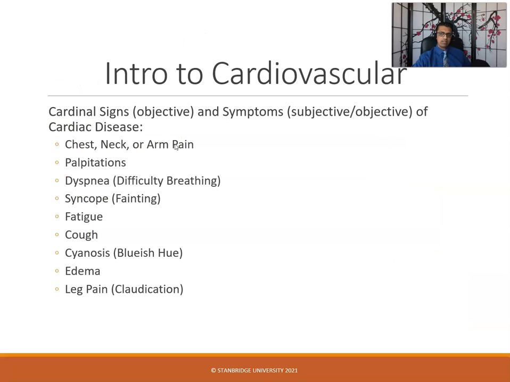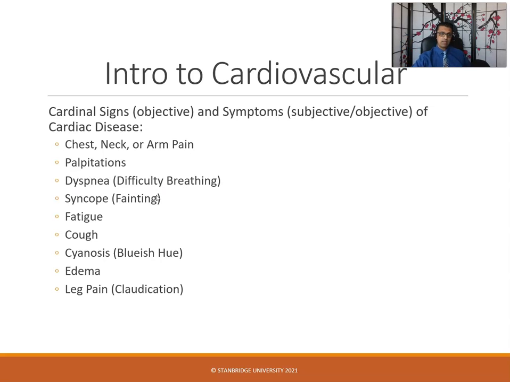Now, you should know this. This is a great little slide that I put together, an intro to the cardiovascular system: the cardinal signs, objective, and symptoms, subjective, of cardiac disease. Chest, neck, or arm pain is a symptom. Palpitations could be subjective or objective. Palpitations could go either way: yes, they're subjective when you say, oh, my heart's skipping a beat, but we could use a machine to actually see those palpitations in an EKG.